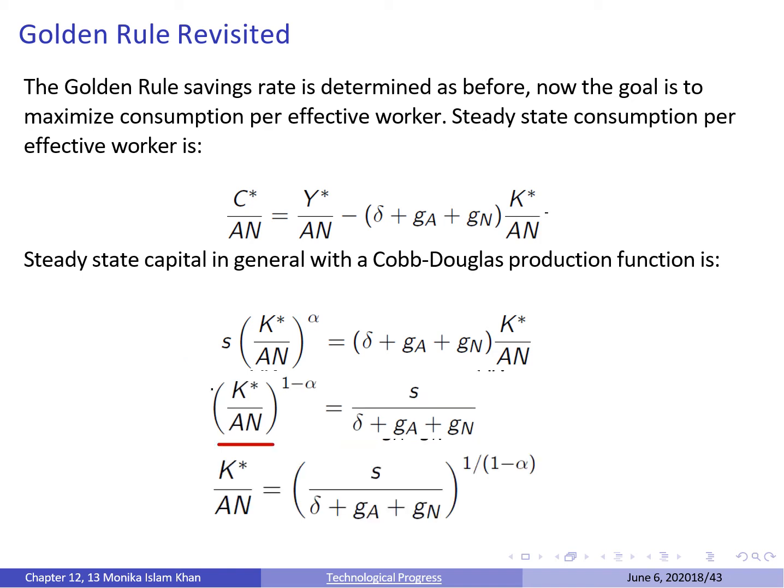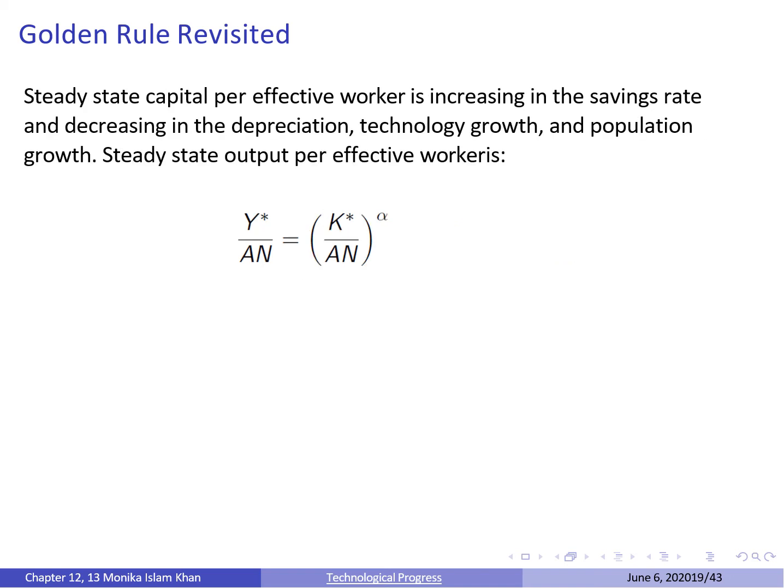Raising both sides of this equation to the power 1 over 1 minus alpha, we get this equation for capital per effective worker at the steady state. Once we have our capital per effective worker at the steady state, we can plug that equation into this equation for output per effective worker and find output per effective worker. Therefore, at the steady state level, Y star over AN, or output per effective worker, looks like this equation here.